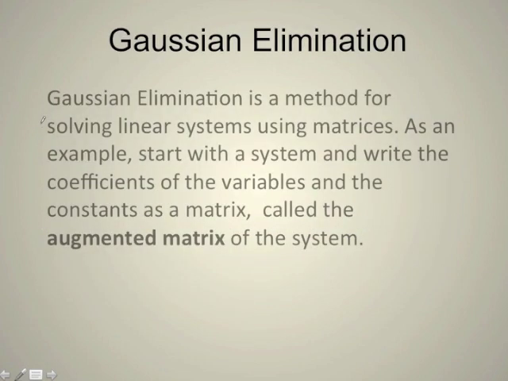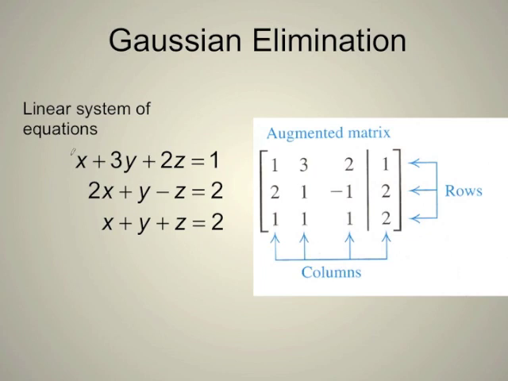Gaussian elimination is the method used for solving linear equations using matrices. As an example, start with a system and write the coefficients of the variables and the constants as a matrix, called an augmented matrix of the system. We have the system x plus 3y plus 2z equals 1, 2x plus y minus z equals 2, x plus y plus z equals 2.